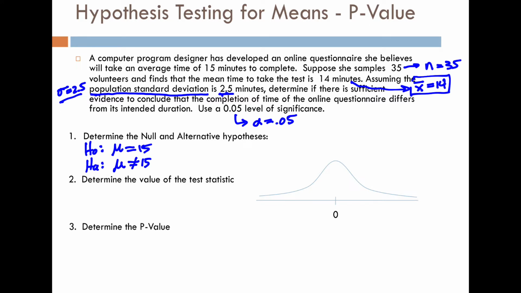So our test statistic here was 14 minutes. Let's turn that into a z-value. So we're going to compare that 14 minutes, my x bar, to the assumed mean of the population, 15. And then we'll divide that by the standard deviation, 2.5, over the square root of 35.